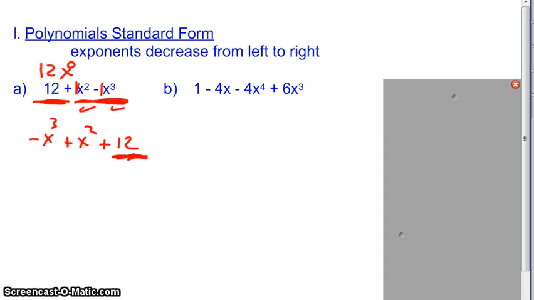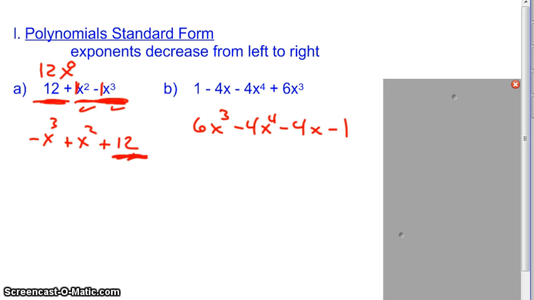Okay, go ahead and put this second one into standard form. I got 6x to the third minus 4x to the fourth minus 4x minus 1. And thumbs up if you agree. Wow, there's a little bit of a problem in this actually. There are actually two little problems I see here.